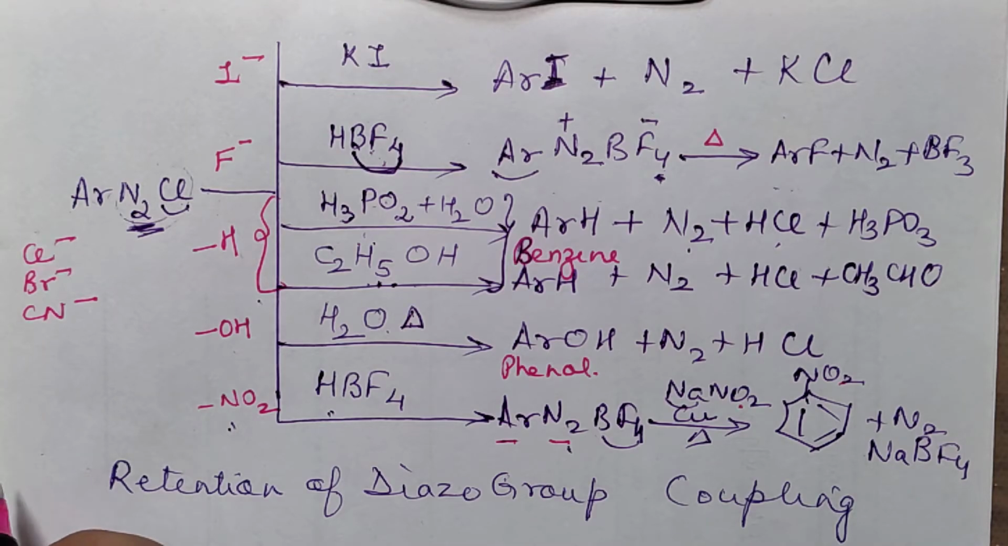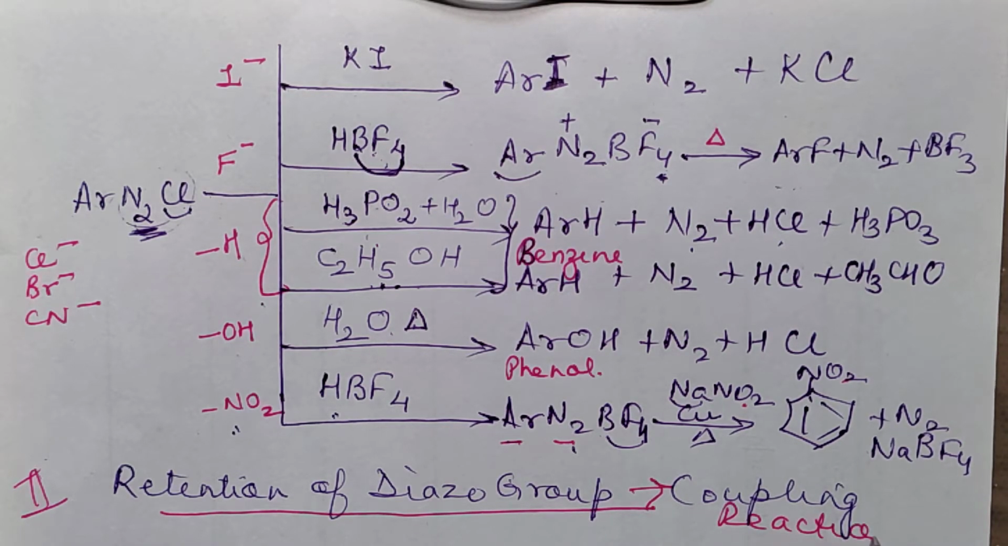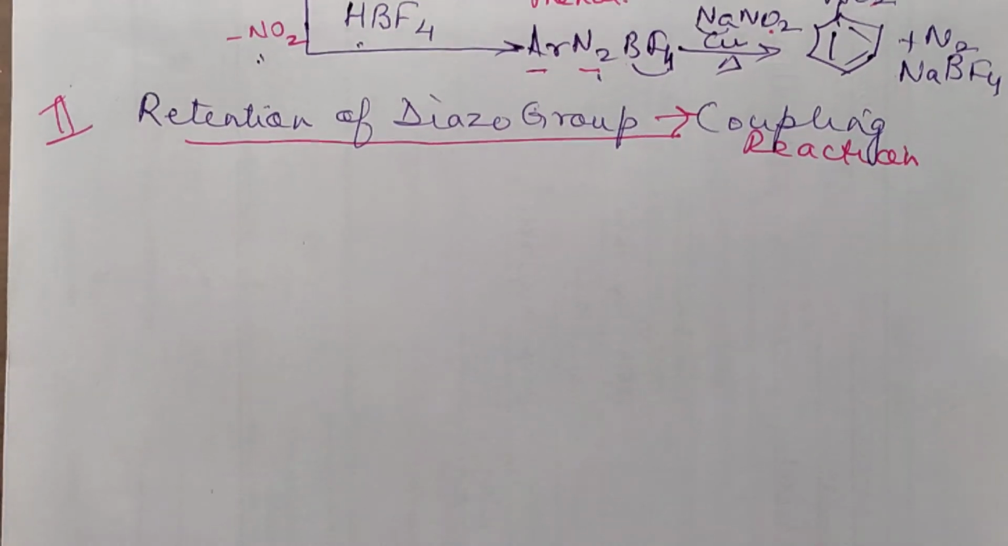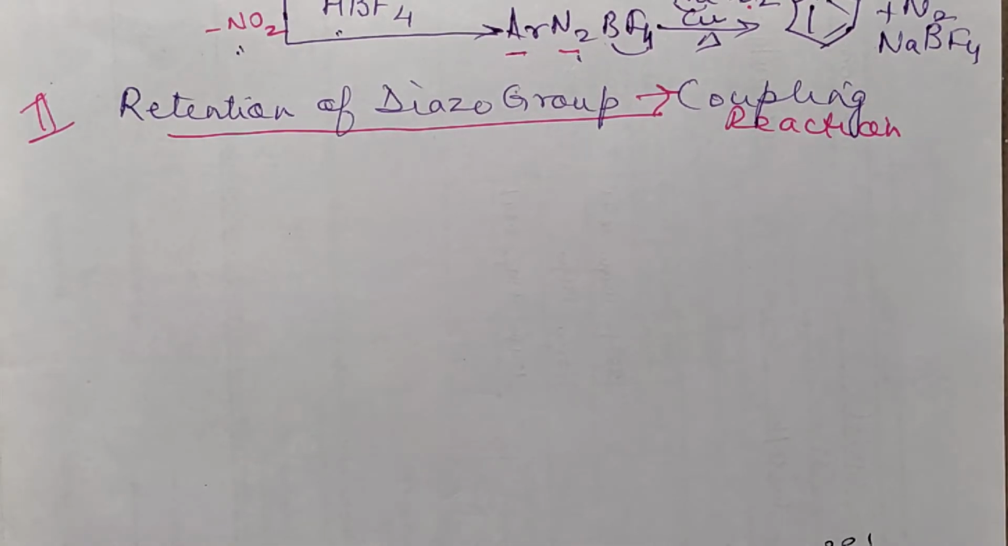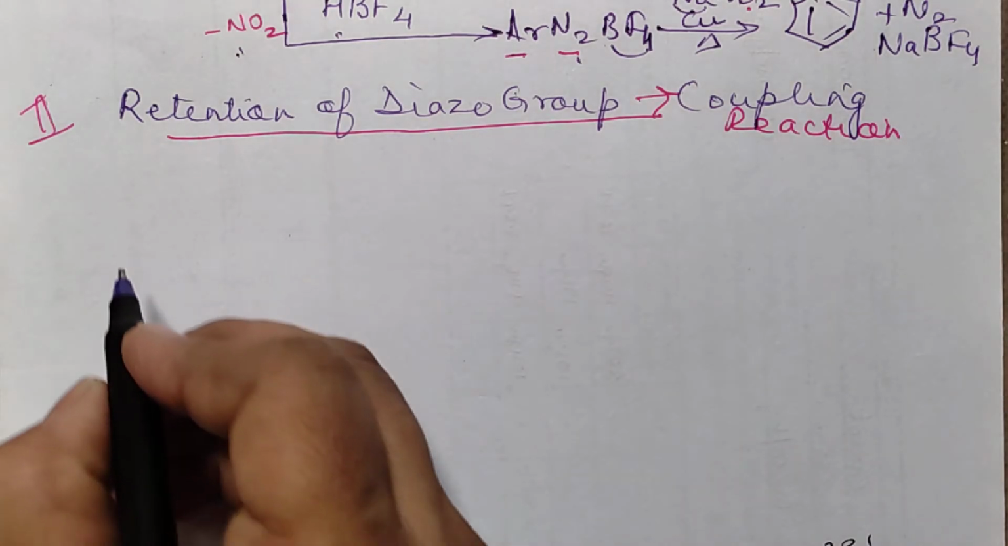Now, the second set of reactions which we have for the diazo is the retention of the diazo group. This particular reaction is called a coupling reaction, meaning the N2 will not be evolved in this case. Now we will be focusing upon this type of reaction. This is also quite important, you get azo dyes in it.